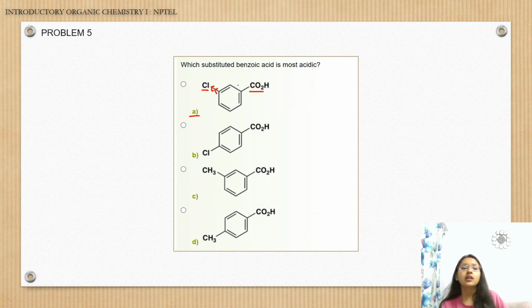So when you are coming to option number B, similar case here. Also Cl is attached at the para position. Just the meta and para substitutions are there. But when you are coming to C, a methyl group is attached at the meta position and a methyl group is attached at the para position.